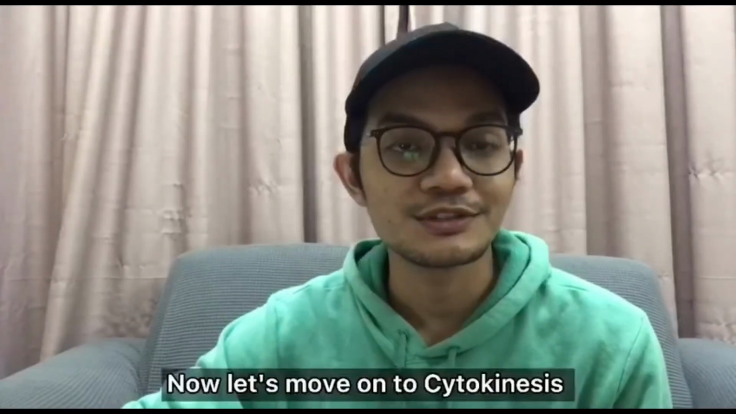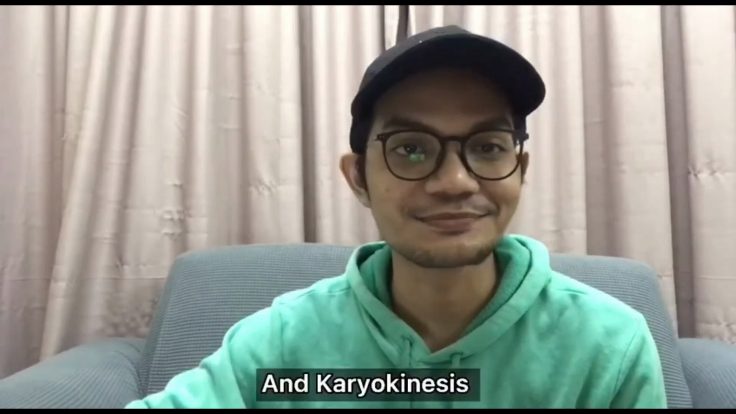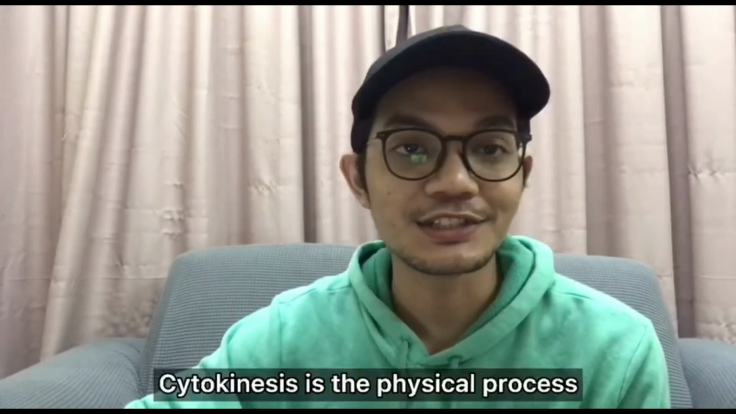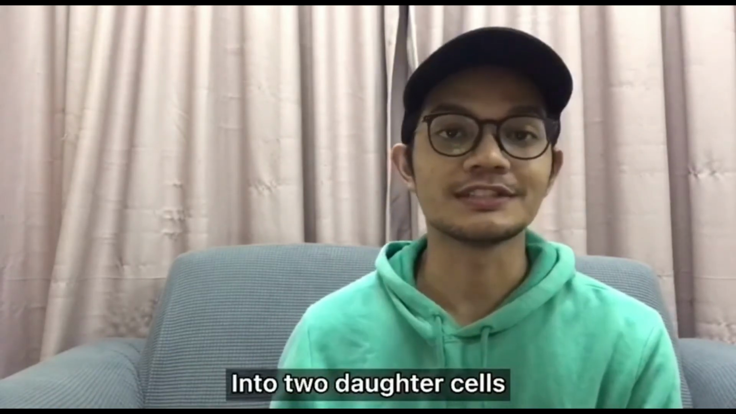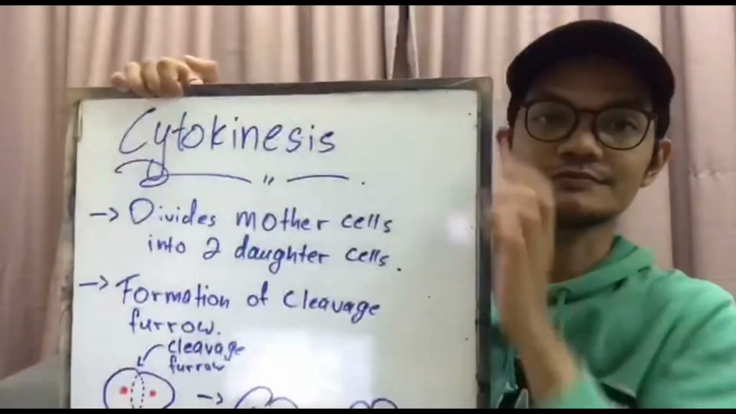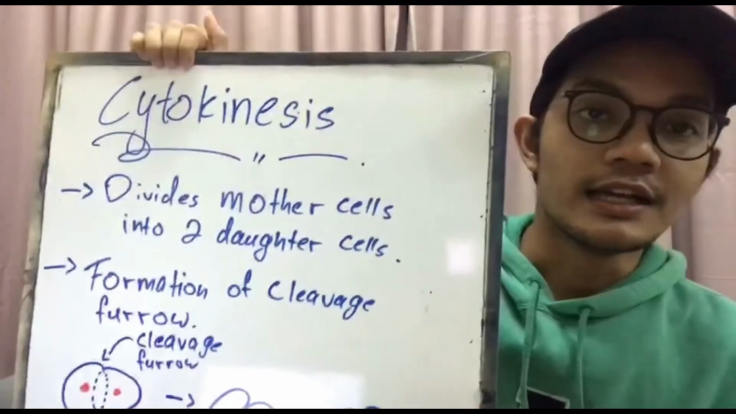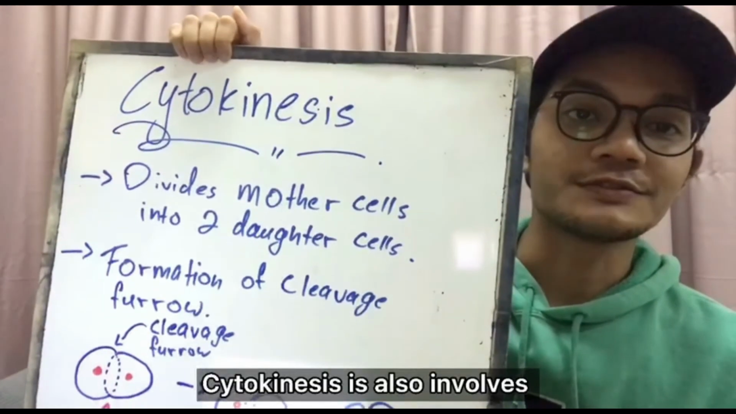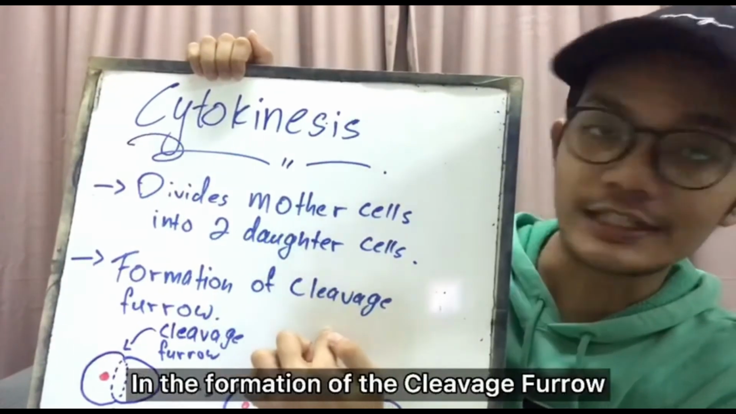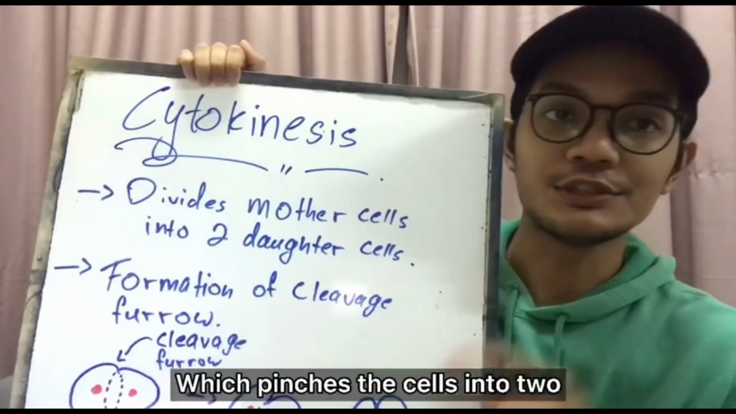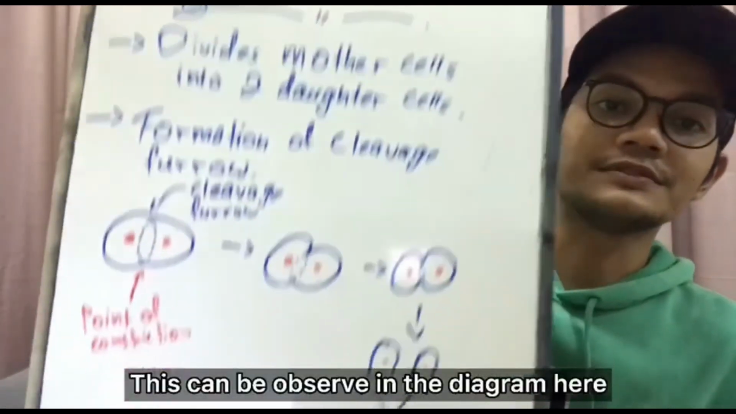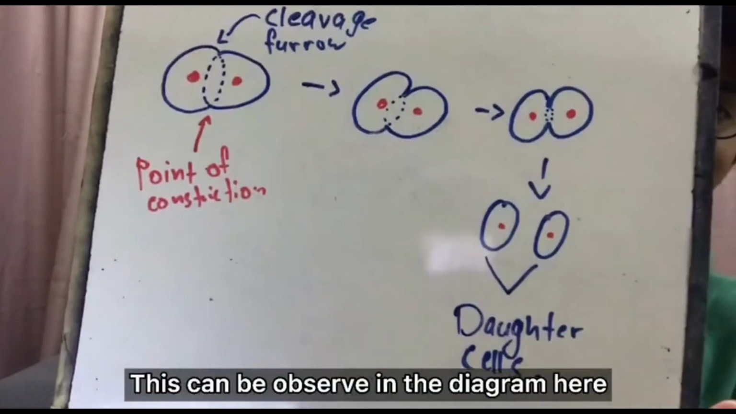Now let's move on to cytokinesis and karyokinesis. Cytokinesis is a physical process which divides the mother cell into two daughter cells. Cytokinesis is also involved in the formation of the cleavage furrow, which pinches the cell into two. This can be observed in the diagram here.